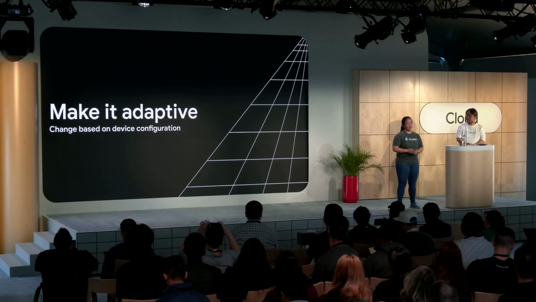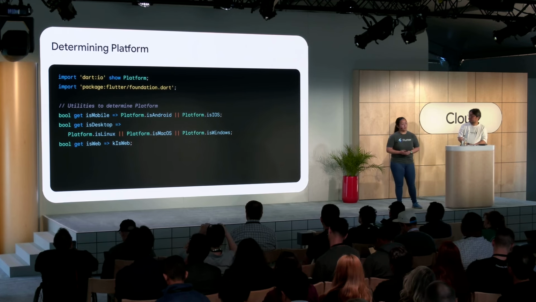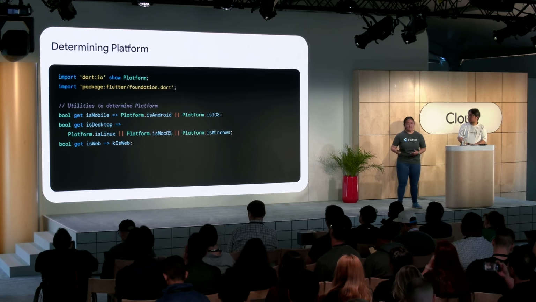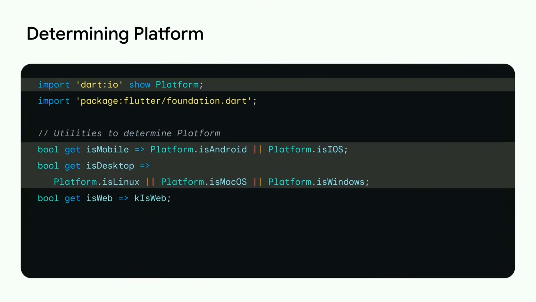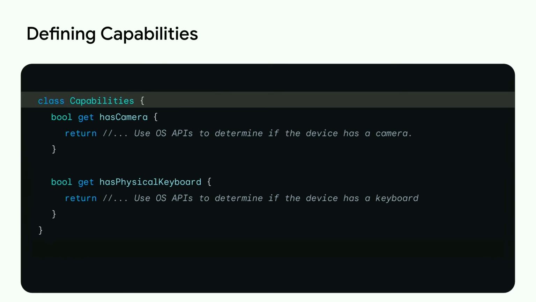So that was responsive. Now let's talk about adaptive, how we change the functionality of our app based on device configuration. A common way to determine what platform the app is running on is to use code that looks like this. The Dart platform class exposes constant values that tell you if the app is compiled for Android, iOS, Linux, Mac, or Windows. And the Flutter Foundation library's kIsWeb constant will tell you if you're running on web. This is great for something like styling your app if you want to make sure everything fits in the native platform design system, but you don't want to assume things like input modality based on platform.